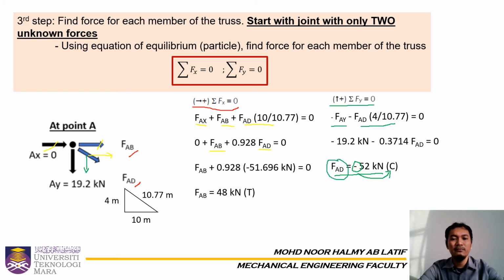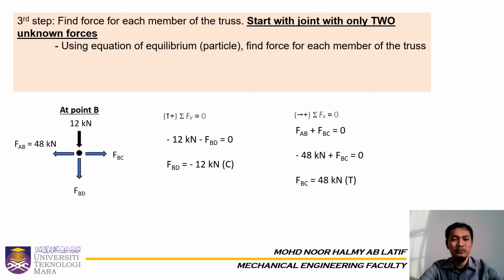Substituting the force FAD into the equation, we're going to solve for FAB, which gives FAB equal to 48 kilonewton. So it's a positive sign. It shows that the force in member FAB is in tension.